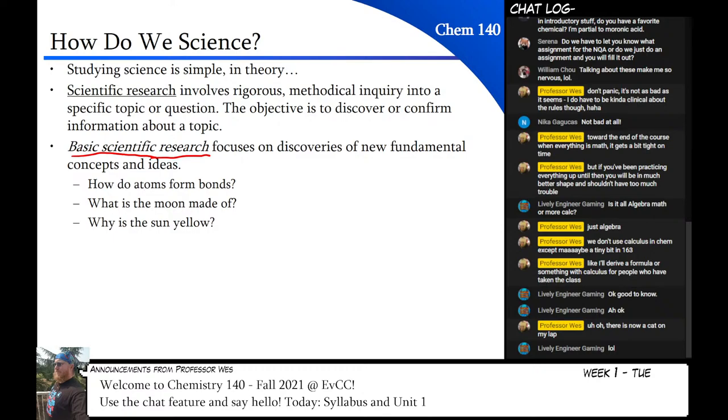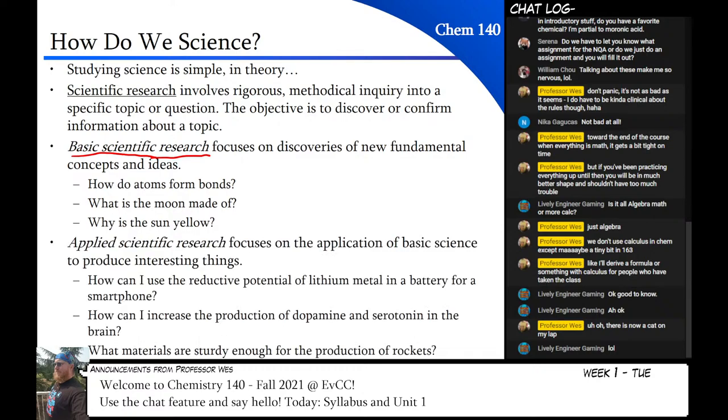Now, you could ask other questions along this nature, like, why is the sky blue? Or, why does grass smell like it does when it gets cut? These are very simple questions that can be answered. Actually, the grass question might be a little more complicated. That might dive into the applied field a little bit more.